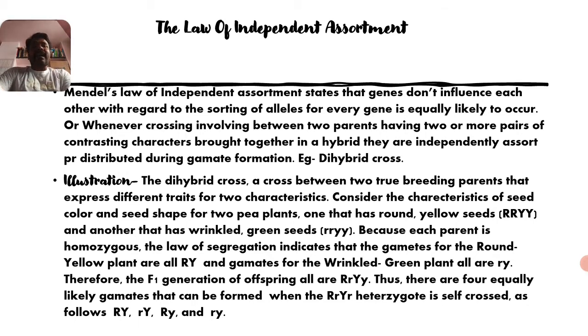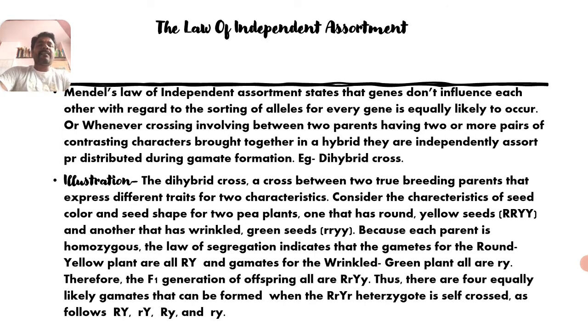The gametes for the round yellow plant are all capital R, capital Y, and the gametes for the wrinkled green plant are all small r and small y. Therefore, all the offspring obtained in the F1 generation are heterozygous round with yellow seed. Heterozygous, I am telling here. So what does heterozygous refer to? That is capital R, small r, which represents round, and capital Y, small y, which represents yellow, so round with yellow here.